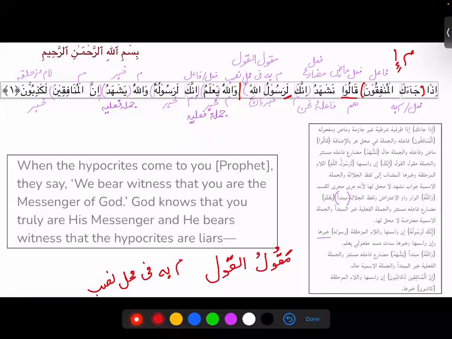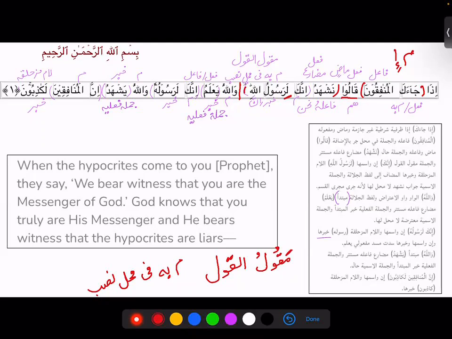Okay, so this is how it should be. Now, this is how we analyze qalu: failun madin, failuhu hum, right? And then nashhadu innaka la rasulullahi, the whole statement is maqulul qawl, maf'ulun bihi fi mahalli nasab. The whole thing from nashhadu up till Rasulullahi. Okay, clear everyone? Yes. So this is basically our big label.